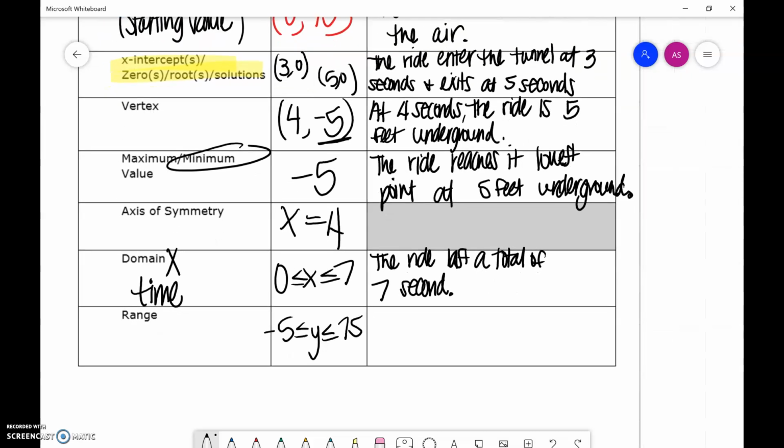And then for my range, I'm thinking about my height. So my height starts underground, so I have to keep in mind that's that 5 feet. And it goes all the way to 75 feet. If you think about it, that's a total of 80 feet. So the ride is 80 feet high. And that's it.